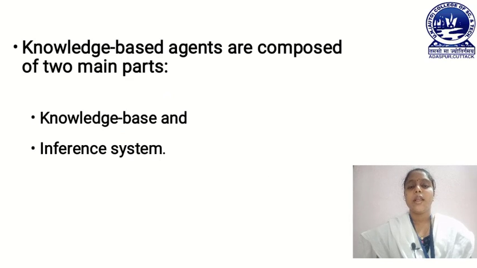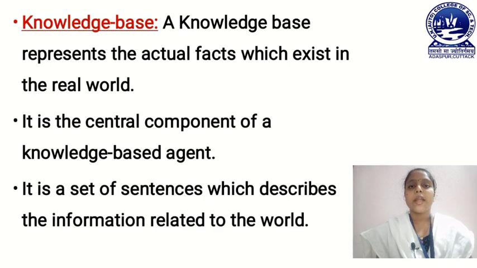Next, in a knowledge-based agent, there are two main components. One is the knowledge base, another one is the inference engine. First of all, I would like to discuss the knowledge base. A knowledge base represents the actual facts that exist in the real world. And this knowledge base is the central component of our knowledge-based agent. That means, in a knowledge-based agent, the most important part is the knowledge base.